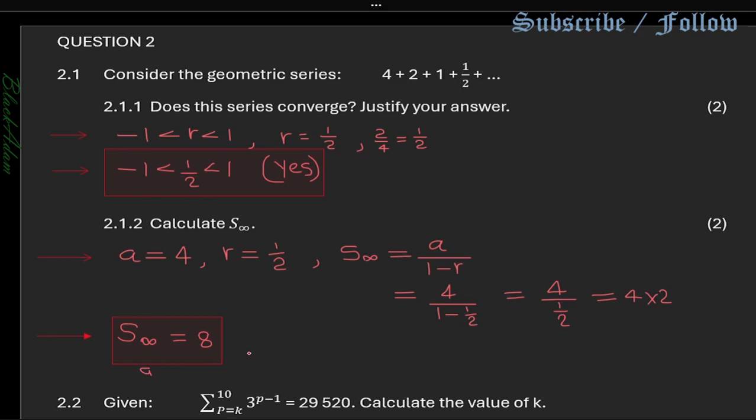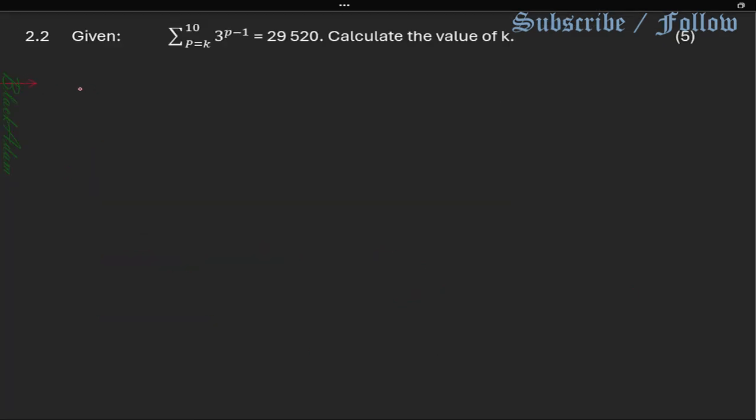Then the next question, we are given the sigma notation. From the sigma notation, we know that the bottom starting part is k, up to the 10th term. The first term is 3 to the power k minus 1. To find the number of terms n, we take the upper limit minus the lower limit, so that's our sigma, we have the upper and lower limit, that range, plus 1.